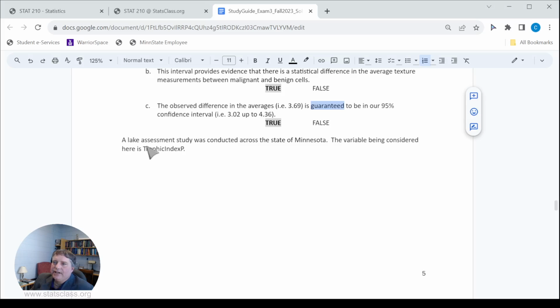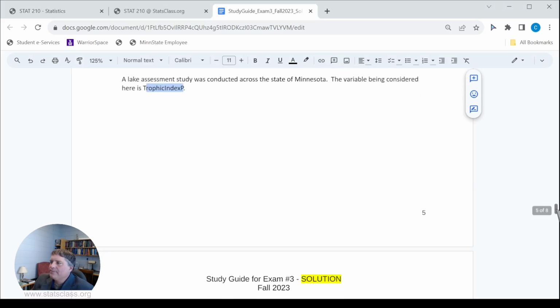Okay, this is about the quality of water in lakes. This is a lake assessment study. The state of Minnesota definitely has many lakes, and we pay attention to the water quality of these lakes. One of the measures they use is this trophic index P number. It's probably some measure of phosphorus or something like that, if it's P, I guess.